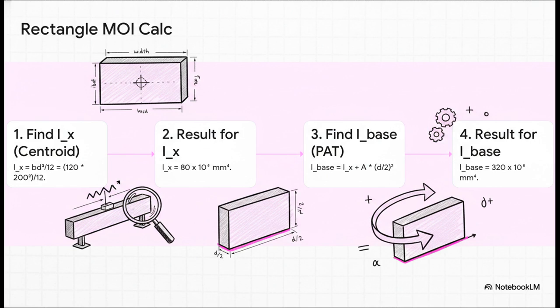Step 3, now we use the parallel axis theorem to find the MOI about the base. We take our Ix and add the area times the distance squared. The distance is just half the depth, or 100 millimeters. Step 4, this gives us our final calculated result for the base, 320 million millimeters to the power of 4.